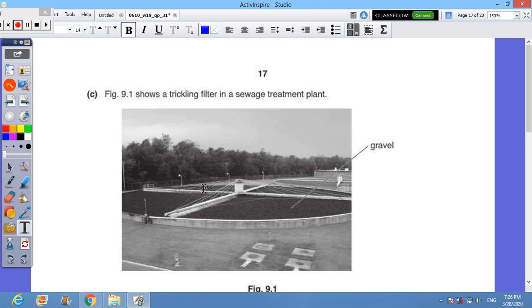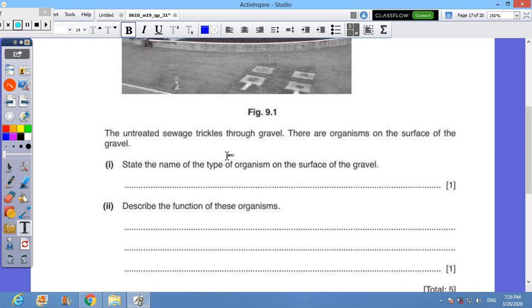Next part, C. Figure 9.1 shows a trickling filter in a sewage treatment plant. Plant means a company or a corporate. The untreated sewage trickles through gravel. There are organisms on the surface of the gravel. State the name of the type of the organisms on the surface of the gravel. They are micro-organisms. Describe the function of these organisms. They are to decompose, or break down, the sewage.